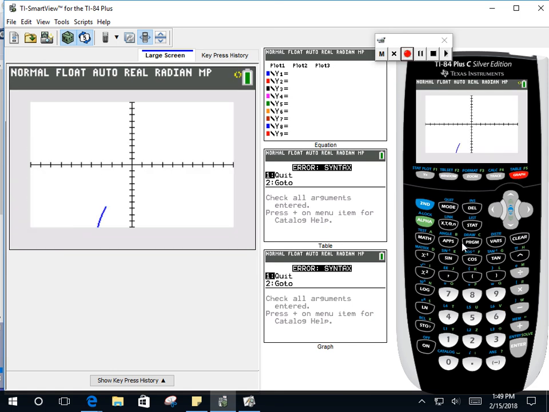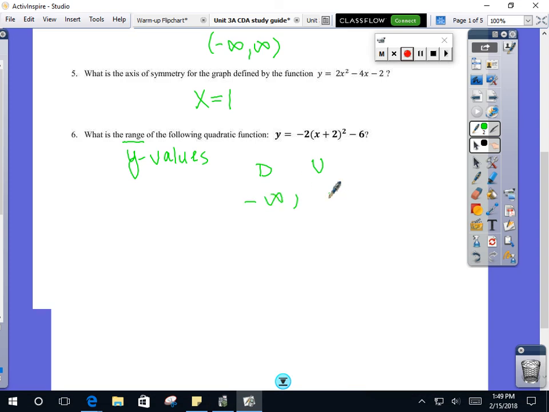Once you have a picture up here, you see that it goes down for how long? To negative infinity, and it goes up the y-axis until it gets to -6. So the range is negative infinity to -6, and it will never go higher than that, so you put a bracket.